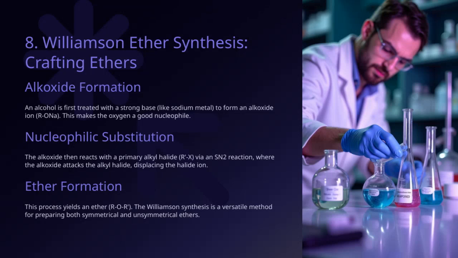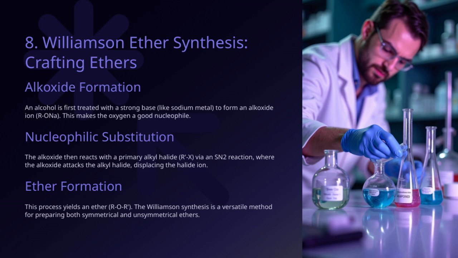Today, we're looking at how this process produces an ether, which has the general structure ROR'. The Williamson synthesis is actually a very versatile method because it allows us to prepare both symmetrical ethers, where R and R' are the same, and unsymmetrical ethers, where R and R' differ. The key step involves the alkoxide, which is formed first, reacting with a primary alkyl halide, represented as RX. This happens through an SN2 reaction, where the alkoxide acts as a nucleophile and attacks the alkyl halide, displacing the halide ion.